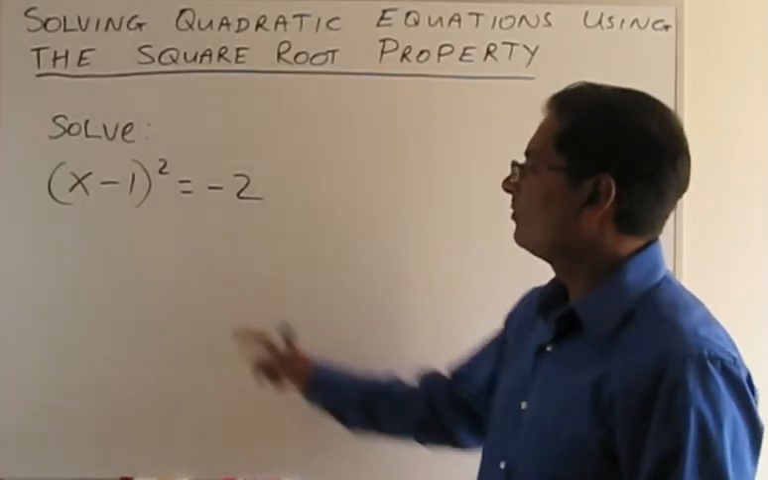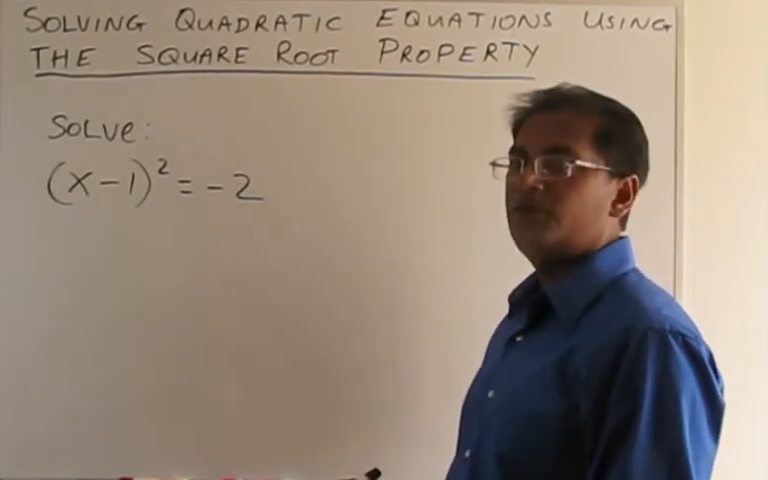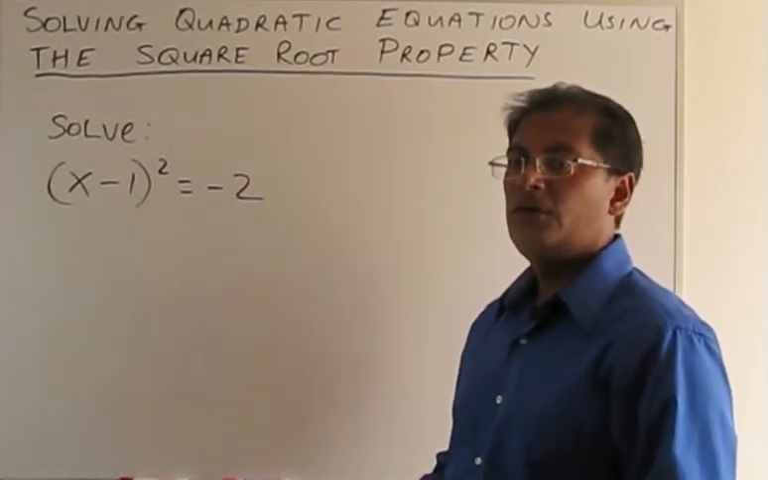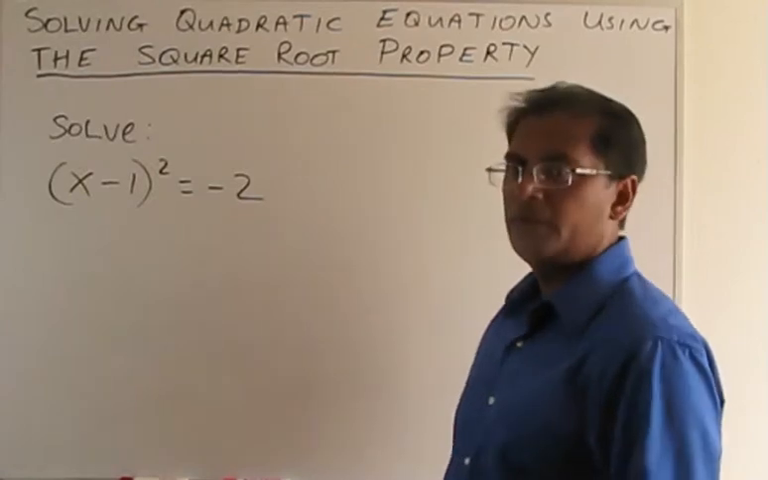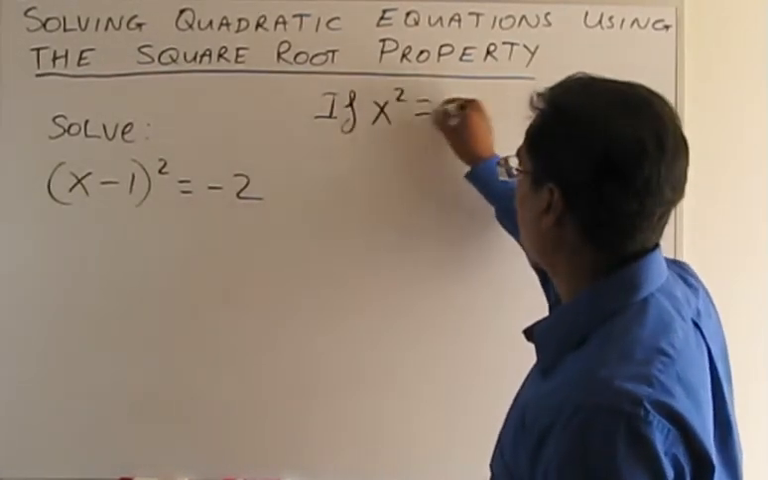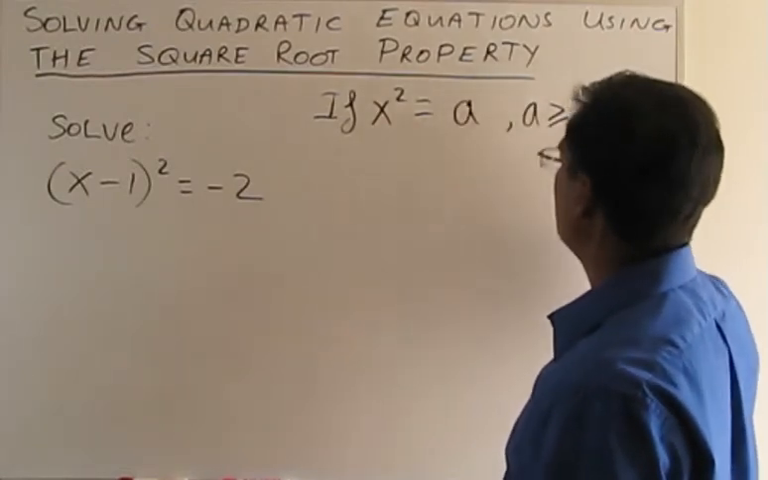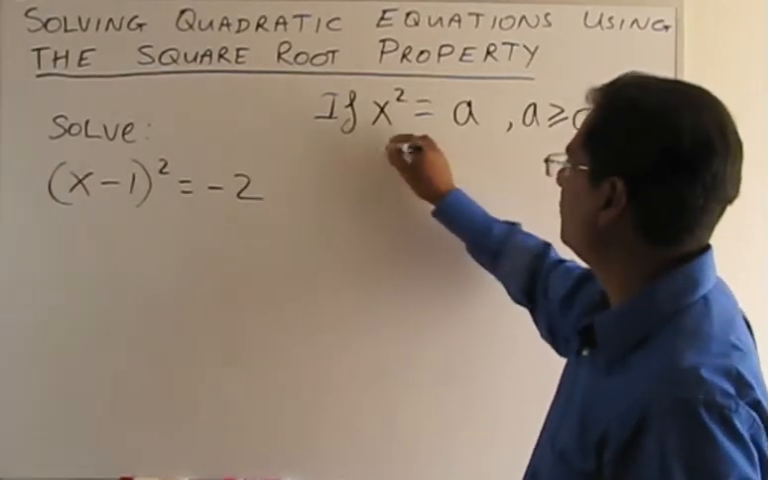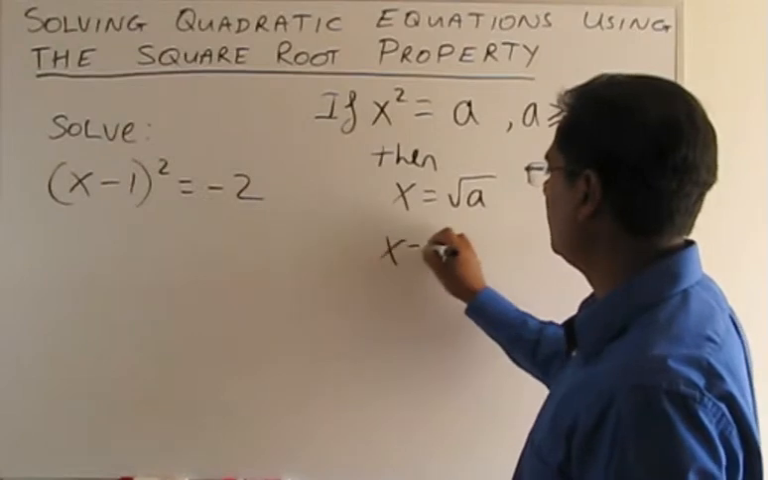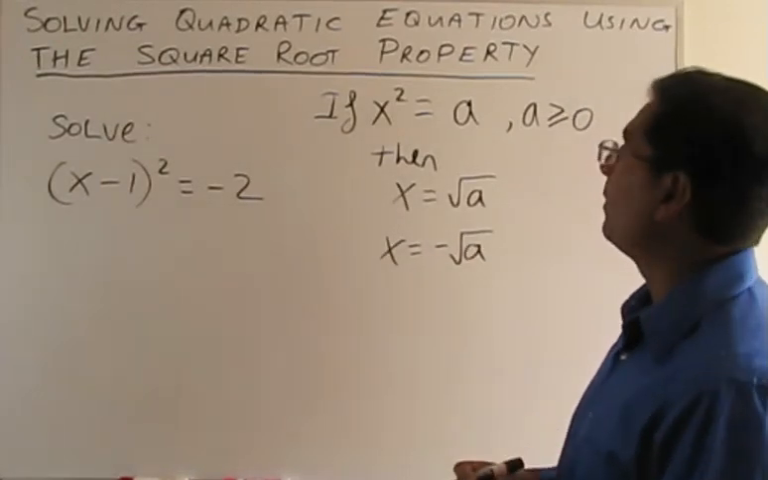In this problem, we're asked to solve the quadratic equation (x - 1)^2 = -2. Before you go about trying to solve this, you have to remember the square root property. The square root property says if x squared equals a, and a is greater than or equal to 0, then x is equal to the square root of a, or x is equal to the negative square root of a.